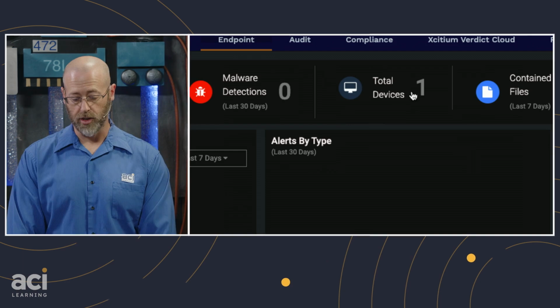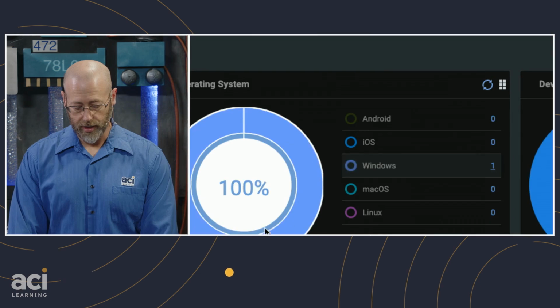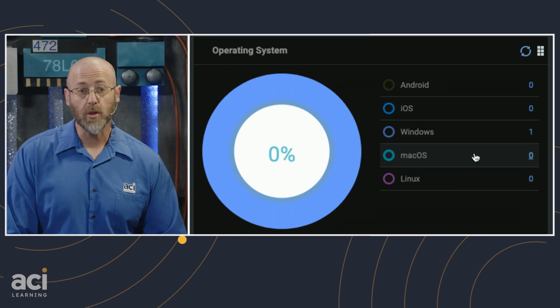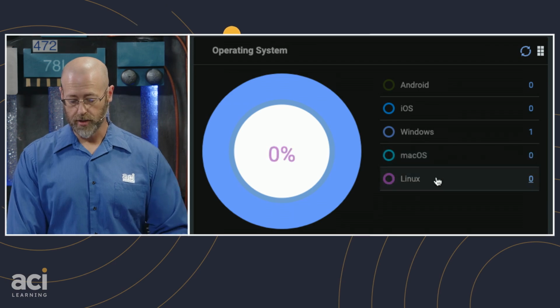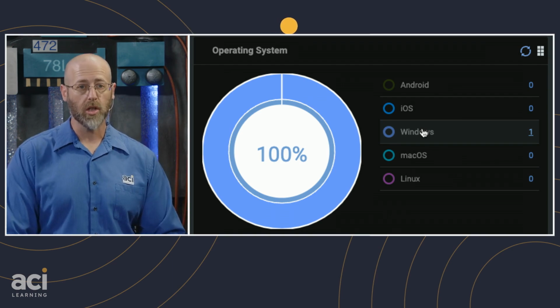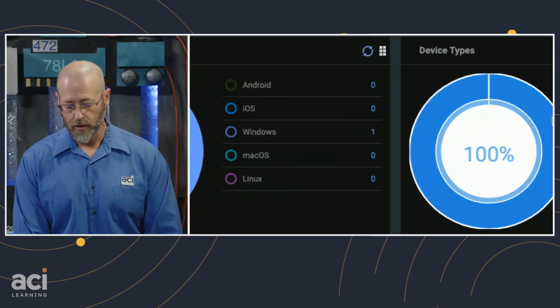So I've got total devices. There's one of them there. I can go to audit. I can check out what that does. I can see, oh, look, here are the operating systems that are checking in with my EDR system. So if I had Android, iOS, Windows, Mac OS, and Linux, I can tell how many devices are there. I can click through to those. Just show me the Windows devices. Just show me the Mac OS devices. So on and so forth.